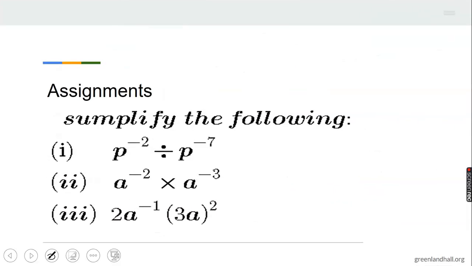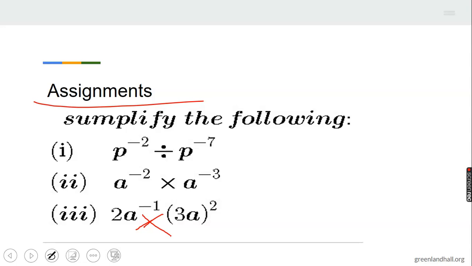Now, assignment. Simplify the following. P raised to power minus 2 divided by P raised to power minus 7. A raised to power minus 2 times A raised to power minus 3. Now, 2 raised to power minus 1 times 3 bracket 3a close bracket raised to power 2.